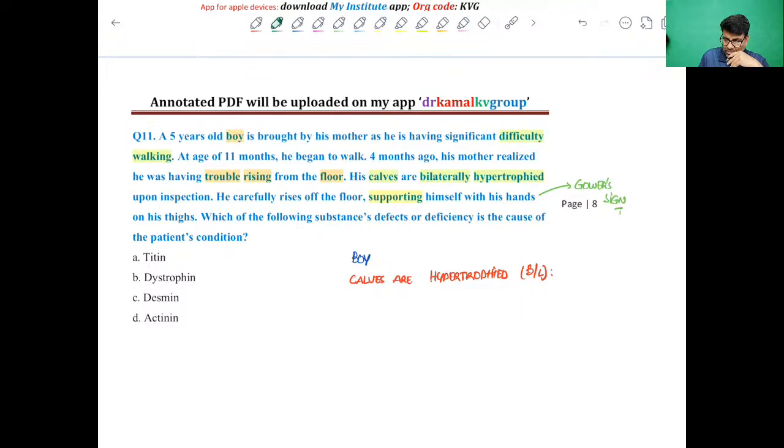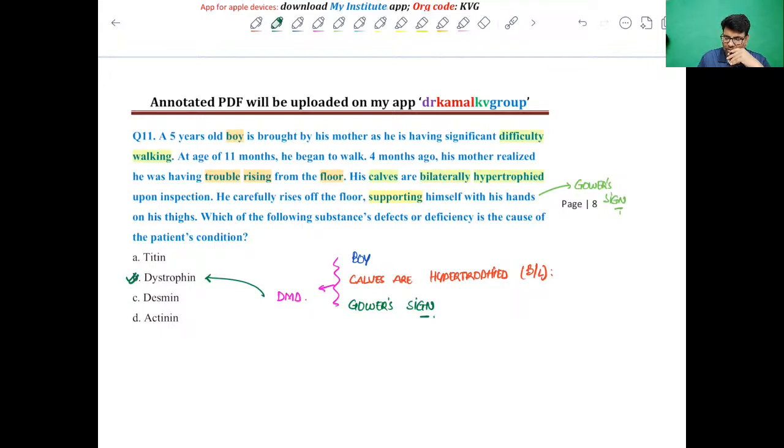So this is the typical Gower sign. So this all suggests the classical presentation of Duchenne muscular dystrophy, in which there is defect in the dystrophin gene. Very good, Zain. This is Gower sign.